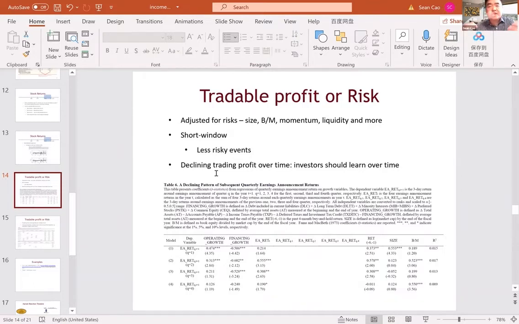So it probably shows there are several ways you can generate good trading profit. I want you guys to understand this, and this is also important for your trading strategy project as well.